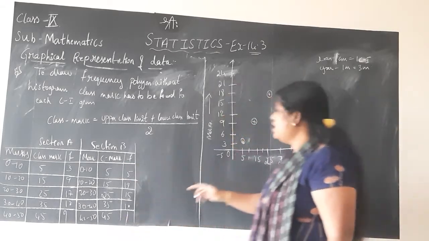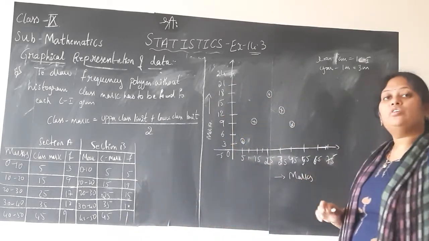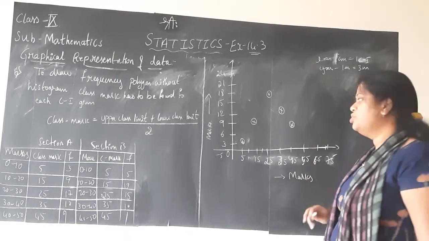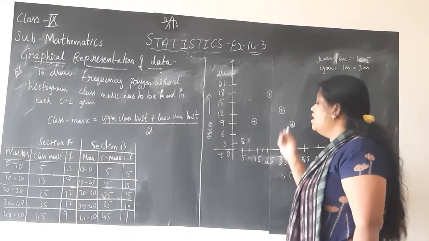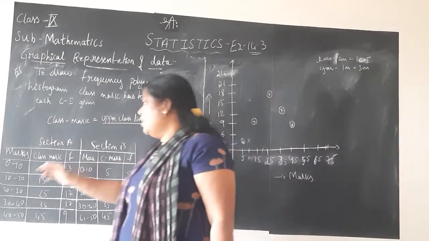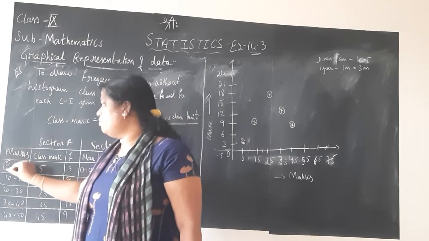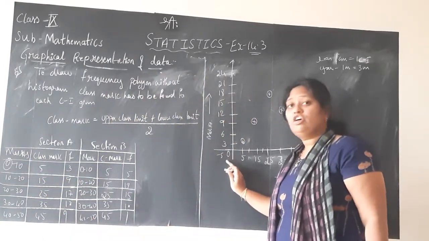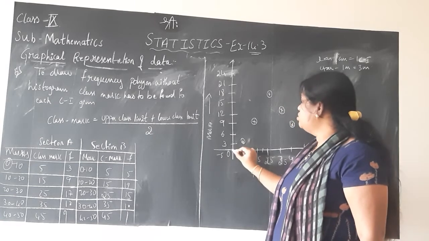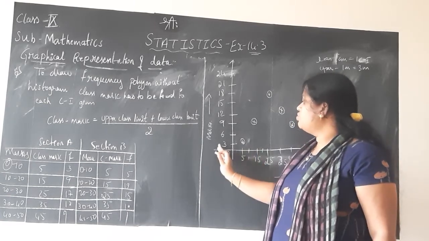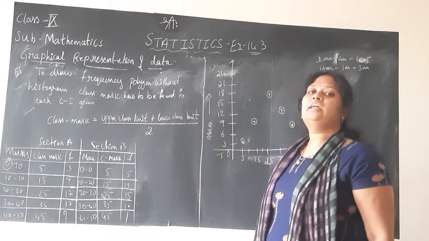Class mark has to be plotted along the x-axis. In a histogram you directly take the class interval, but in a polygon you should choose the scale for the x-axis. Now one more important thing I want to tell you here is, whenever you have the class interval starting from 0, children, and you are plotting it on the graph, you cannot choose directly from the origin 0. So we will choose 1 or 2 points on the negative x-axis.